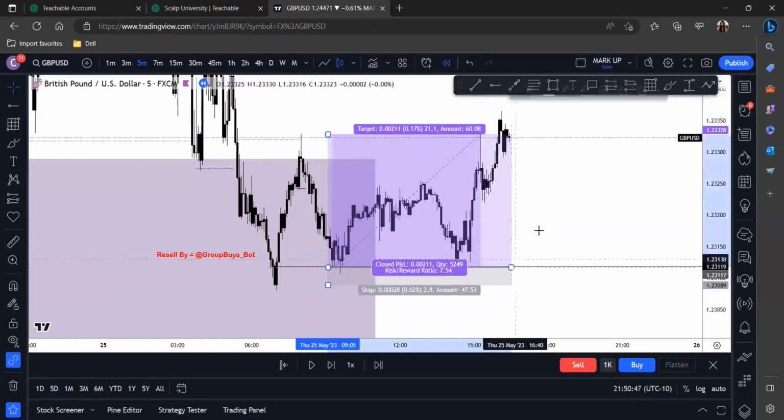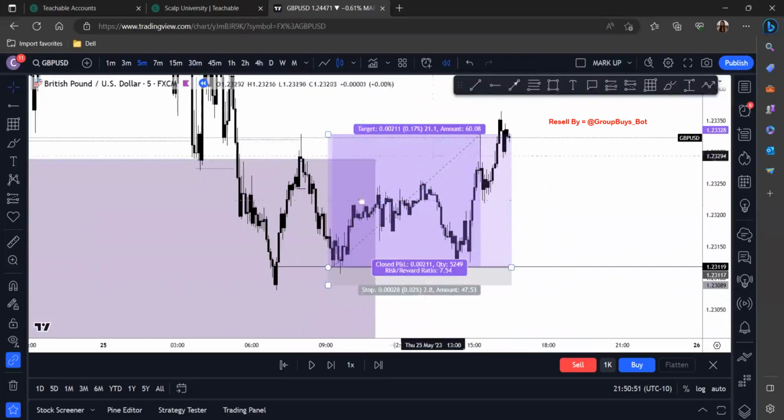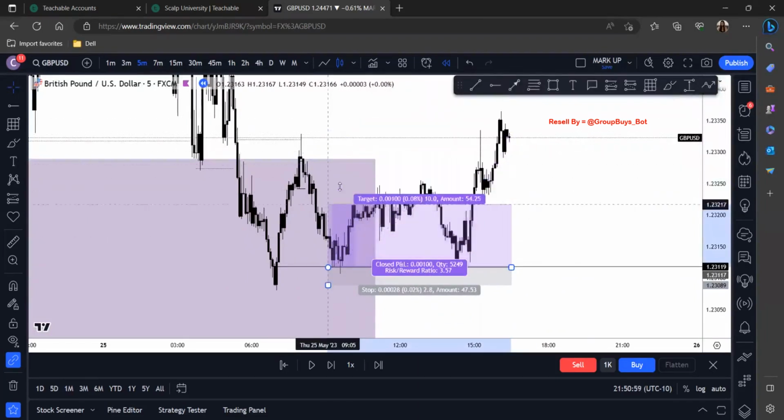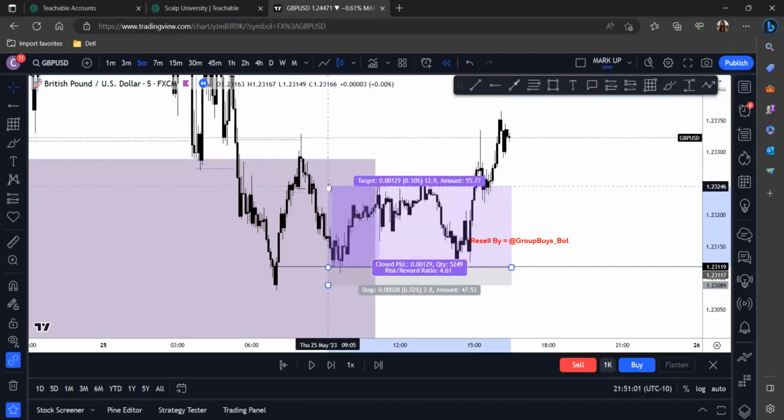Before price flew, it did come back down to this area. So this is just what you want to be mindful of. And like I said, if it is the right entry, price will fly. So if you do get caught up in a situation like this, it's best to TP early.